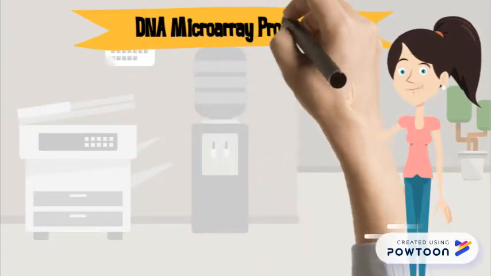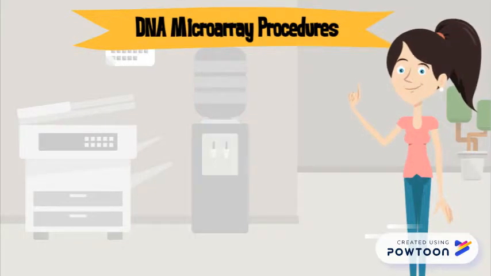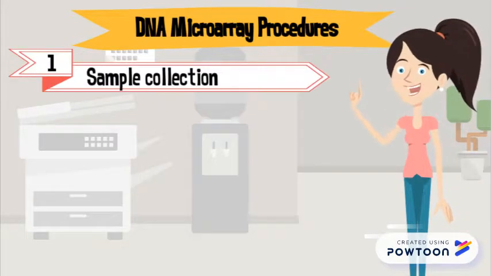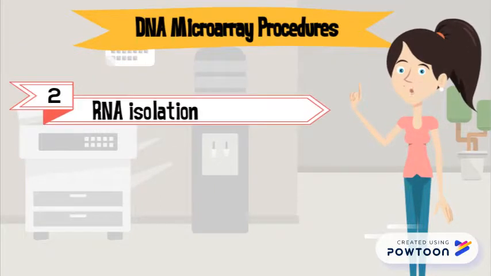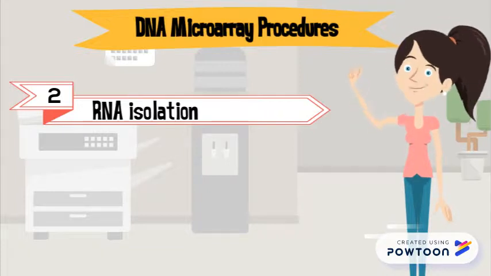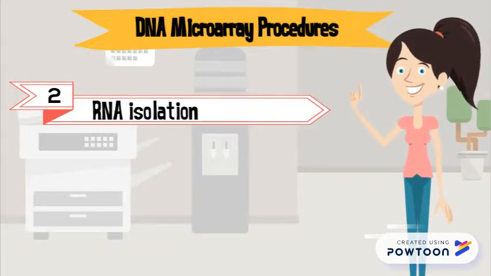DNA microarray procedure consists of 6 steps. Step 1 is to collect a sample, which can be from a variety of organisms. Step 2 is RNA isolation, where RNA is extracted from the samples. mRNA is then isolated from the rRNA and tRNA.